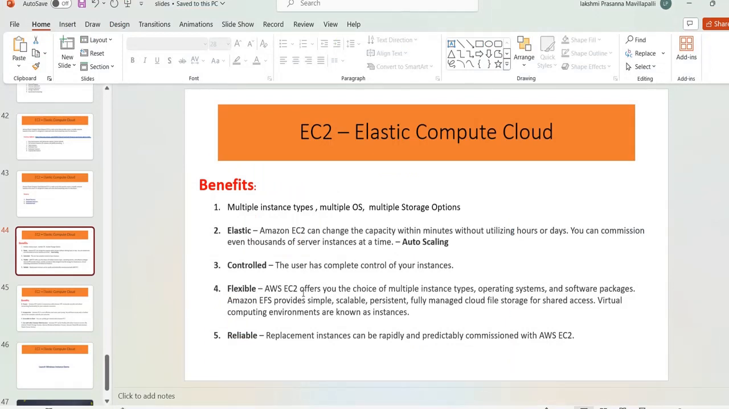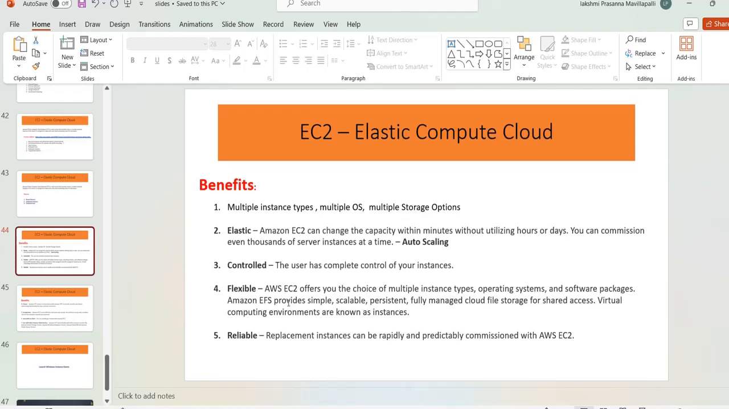And flexible. AWS EC2 offers you the choice of multiple instance types, operating systems, and software packages. EFS provides simple, scalable, persistent, fully managed cloud file storage. This EFS we will see as part of the storage options. Okay, and virtual computing environments are also known as instances. Yeah, that we have already discussed. So it is very flexible, because if you want to use a Linux operating system, you can go with that. If you want a Windows operating system, yeah, that is available in AWS.